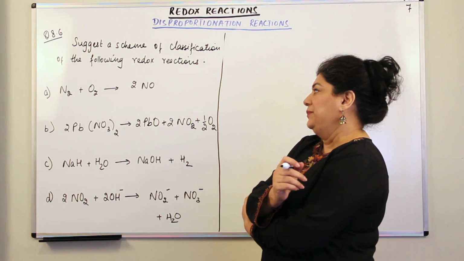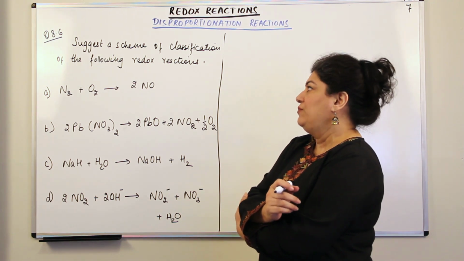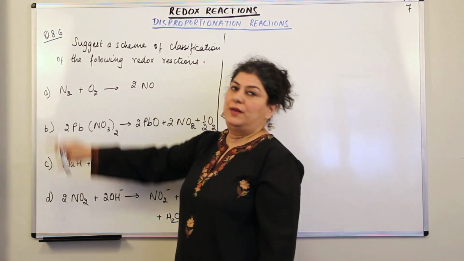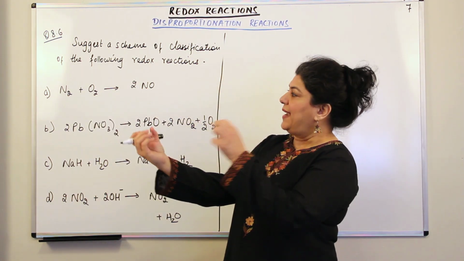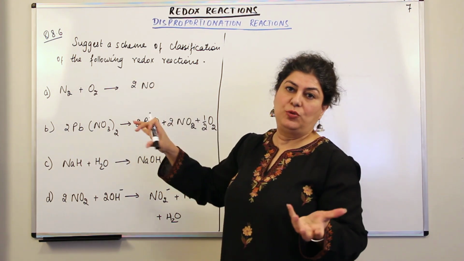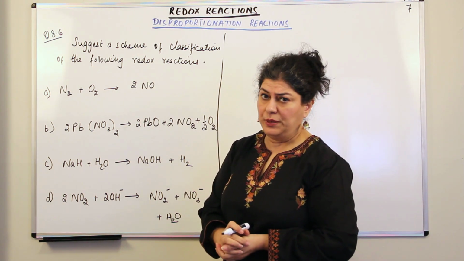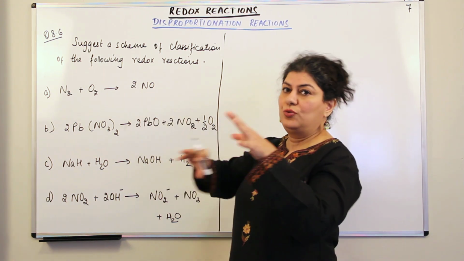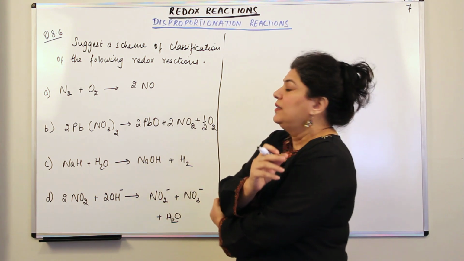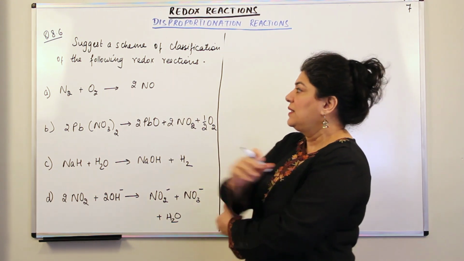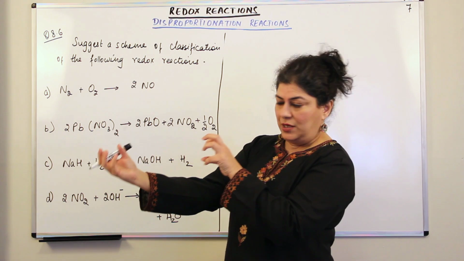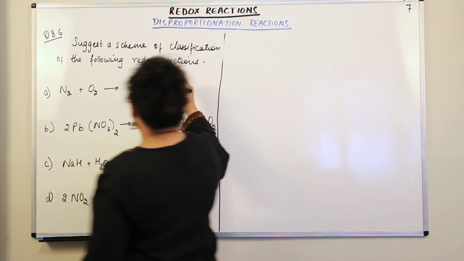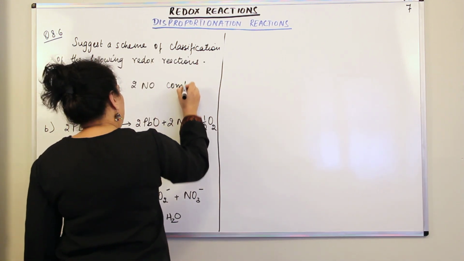So let us do the first one. N2 combines with oxygen to give you NO. Whenever you have one product and more than one reactant, it means all those reactants are joining to give you one large molecule. Such a reaction is known as a combination reaction. Since all 4 are redox reactions, we already know, we don't really need to go searching where the redox is occurring here, because this is a clear-cut case: different reactants are combining to give you one large molecule. So this is a combination reaction.